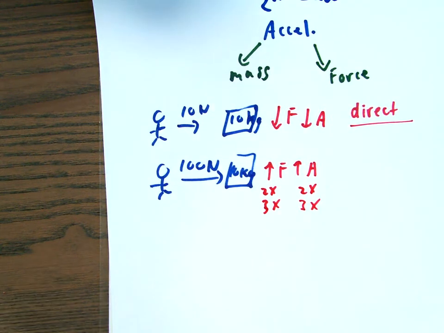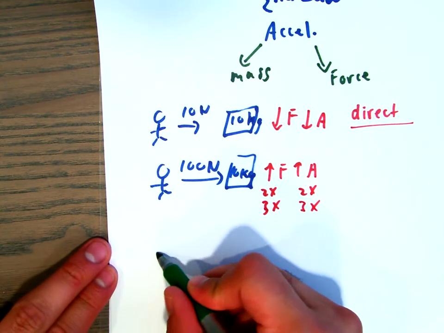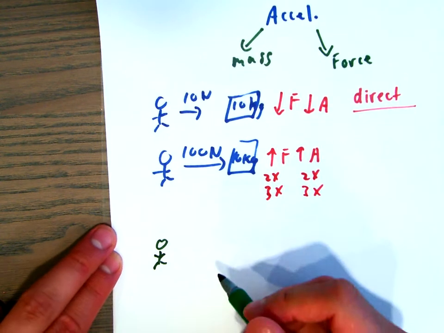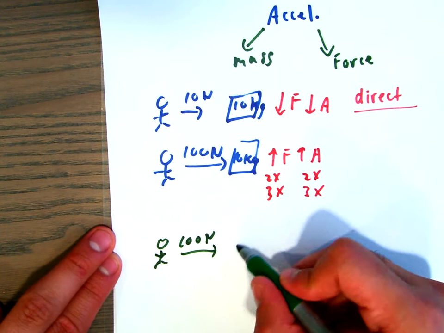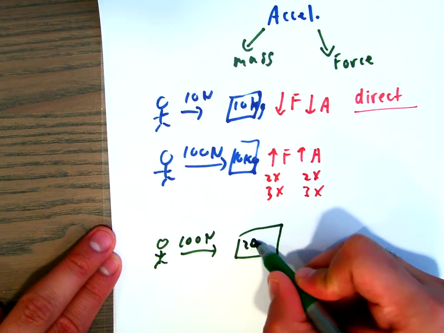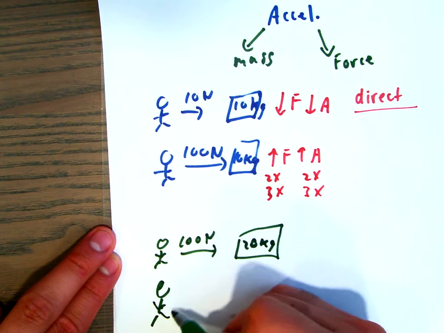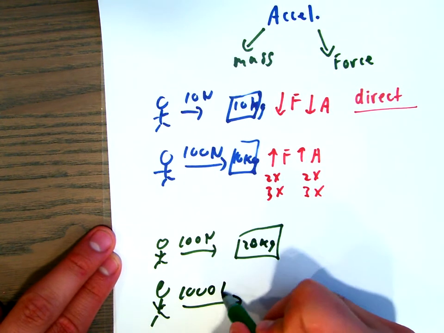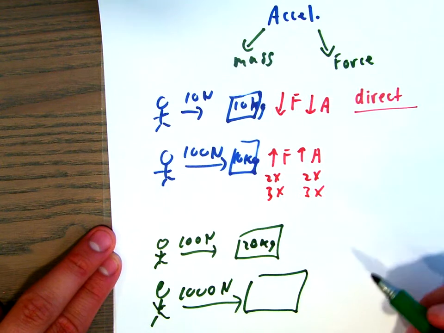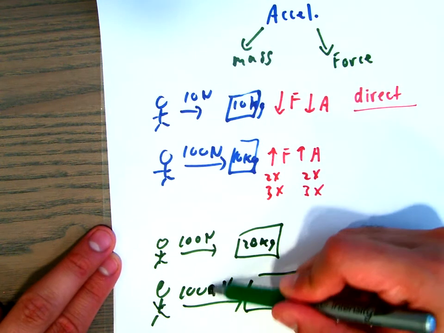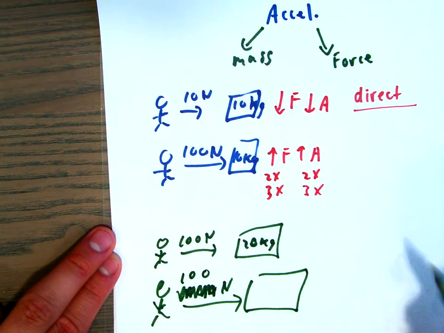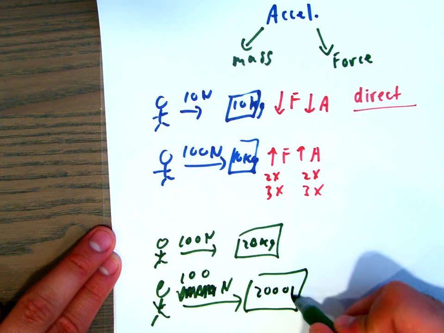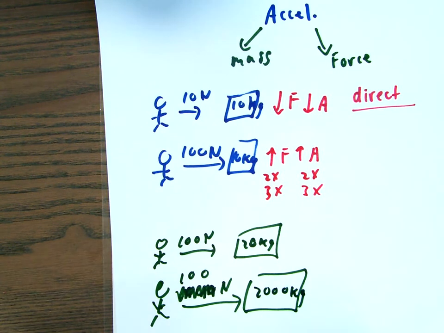All right. What about the opposite scenario? Let's say I have an individual here, and I keep my force the same. I put a force of 100 newtons on a box that has a mass of 20 kilograms. Same person, but in this case we're keeping the force the same. The only thing that's changing is the box. Now my box has a mass of 2,000 kilograms. Okay, same force, but one box has more mass.